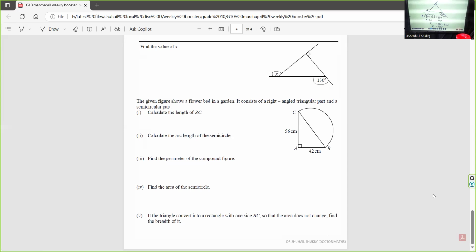So first question, calculate the length of BC. Right. Calculate the length of BC. Now only you are going to face a big trouble, because you don't know multiplication.